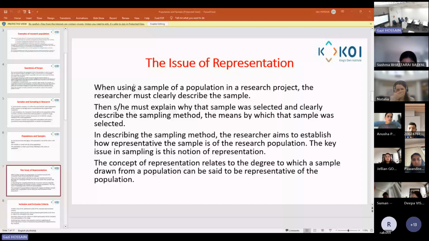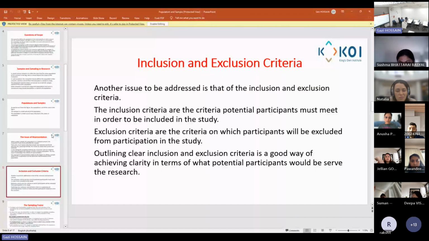Now, from the online students, can any of you please tell me inclusion and exclusion? I think they have the slides. Priyanka, can you see the screen? Yes, Dr. Ghazi. Akash, can you please tell us exclusion and inclusion? What do you understand from it?